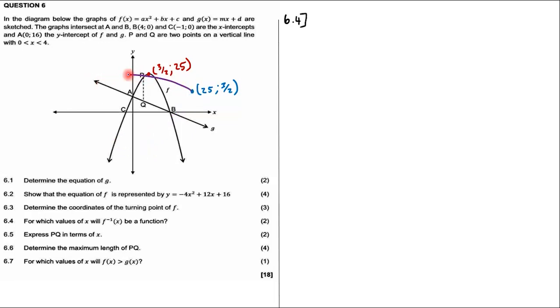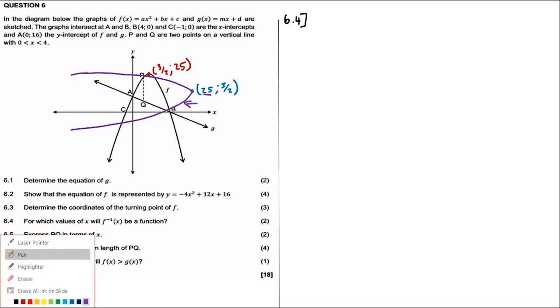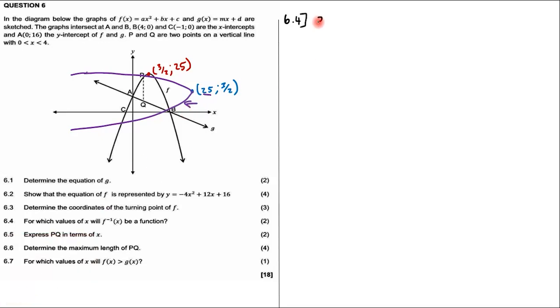So now the values that will make this graph a function are all the values starting from 25 and going to the left, right? So those are going to be the x values. Therefore, this means that when x is less than or equal to 25, that is where you're going to have your function.